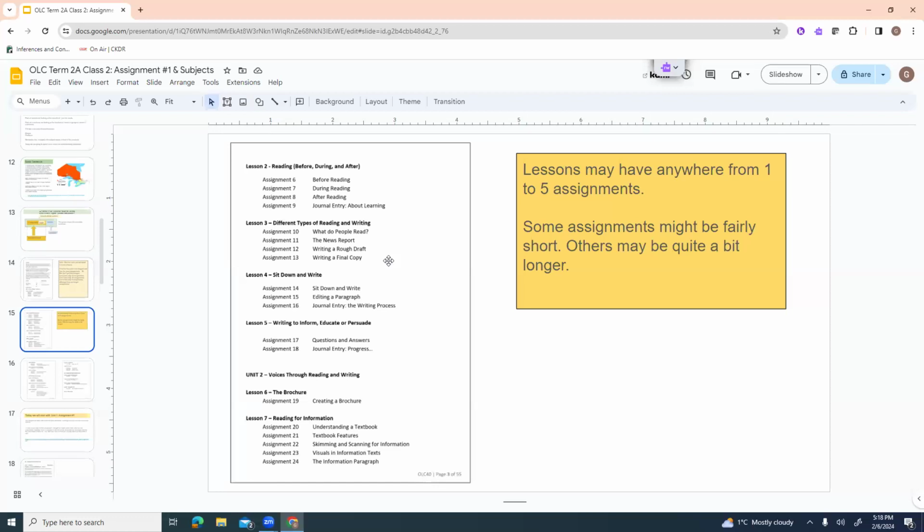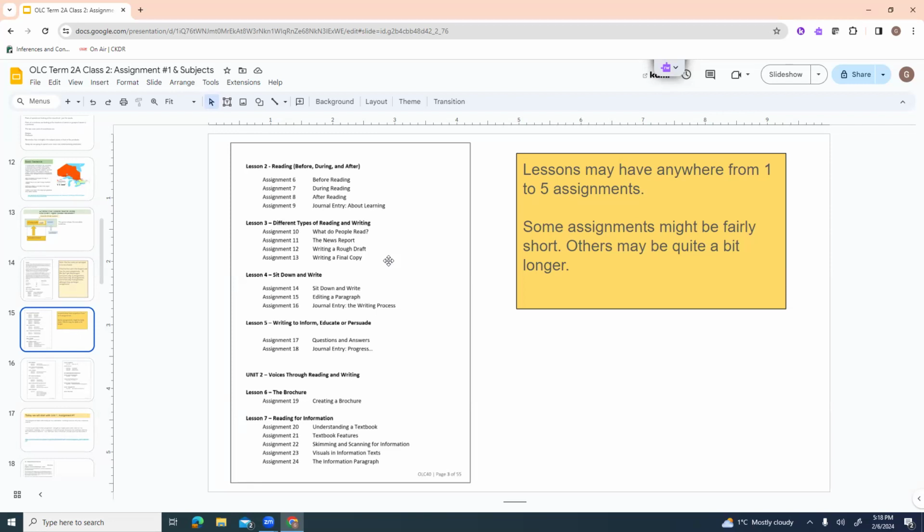Then there's a lesson 4 called Sit Down and Write, where we look at kind of a song lyric. We practice some editing, and then we do another journal. And then lesson 5 is writing your own questions about what we've been reading and answering them and then looking back. We have a lot of journals because it is one of the requirements from the government. After that, you're finished unit 1, and then we're looking at unit 2.